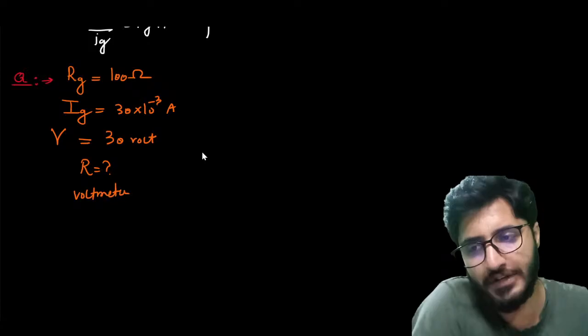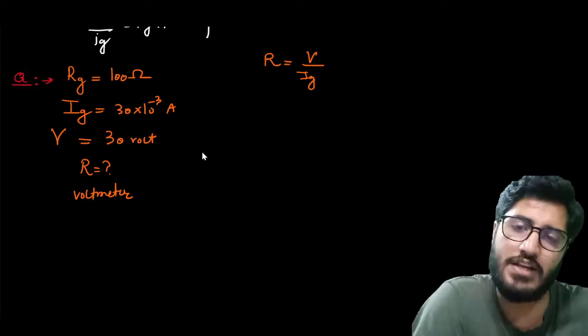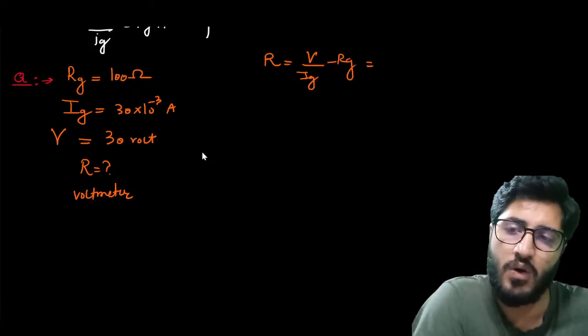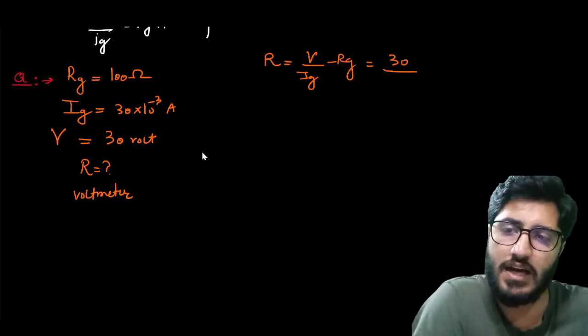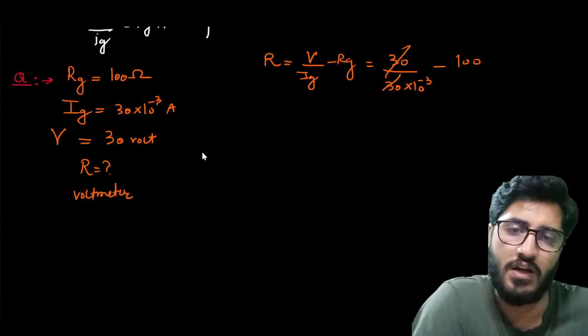In the voltmeter, we know that R is equal to V divided by Ig minus Rg. What is V? V is 30. Ig is how much? 30 × 10^-3, minus Rg. What is Rg? Rg is 100. Cancel out. So I will write 1000.